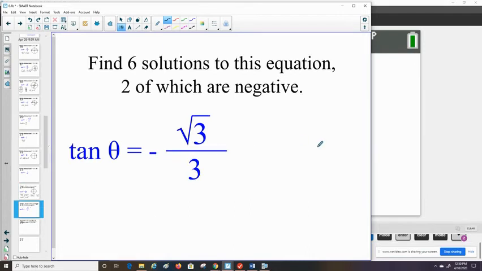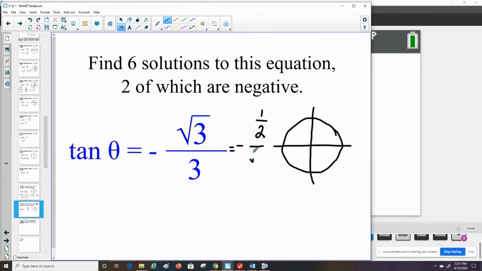If tangent is negative root 3 over 3, same idea as before. I know that this type of a number comes from either the square root of 3 over 2 divided by 1/2 or 1/2 divided by the square root of 3 over 2. Maybe you've done enough of these problems that you know off the top of your head. Maybe you need to try one out and see if it works. But this type of a number is going to come from 1/2 over the square root of 3 over 2.